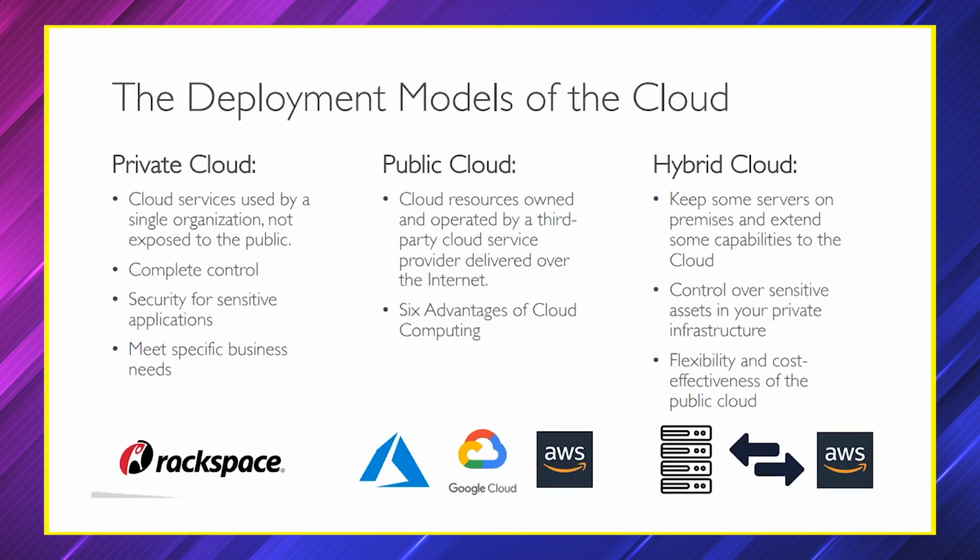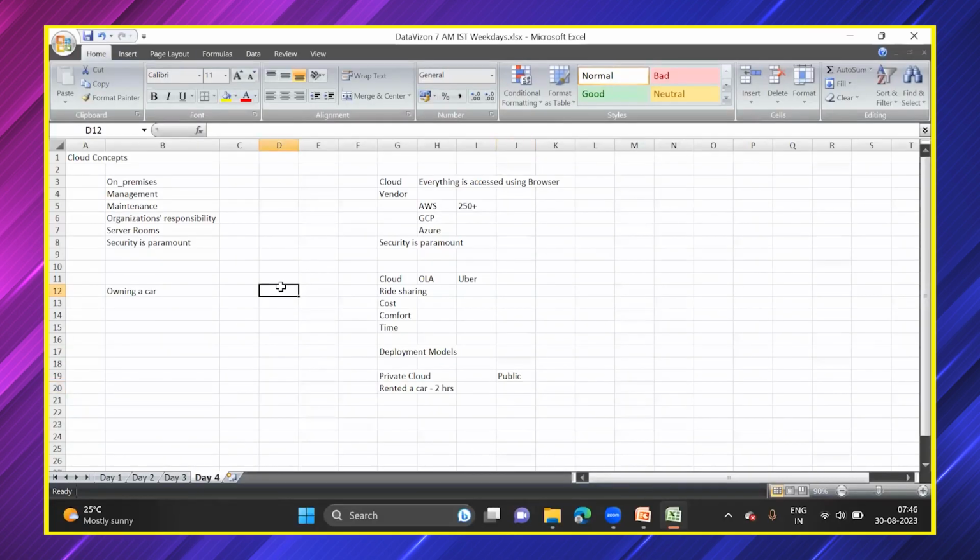Okay. So if you look at the public cloud, the cloud resources are owned and operated by a third party, which is Ola in this case, and they are delivered on the internet. We will also understand the 6 advantages of cloud computing. And finally, we have something called hybrid cloud. I will mention it over here because it is somewhere between your on-premise and cloud.